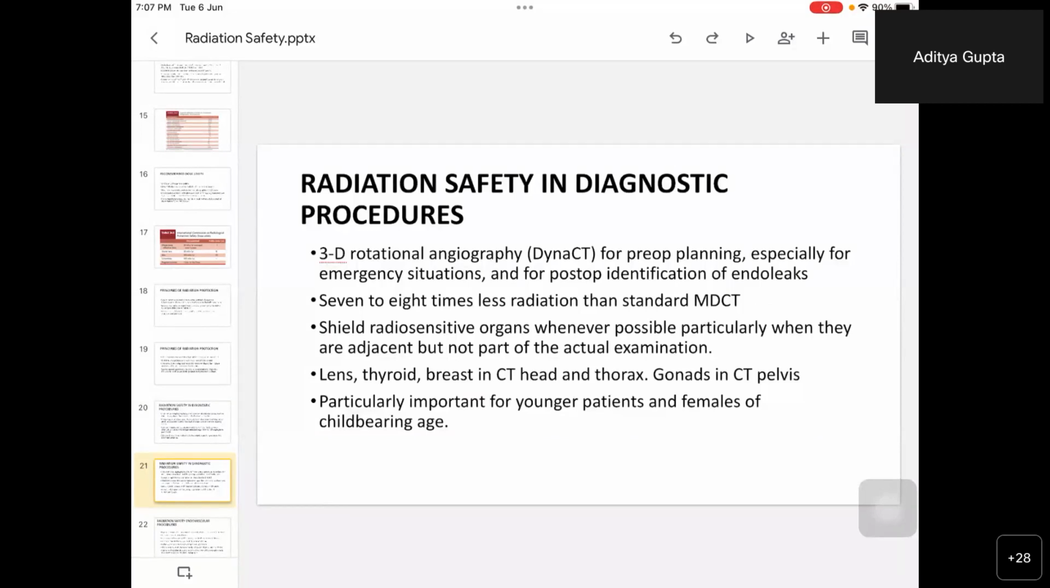We should shield the radiosensitive organs wherever possible, particularly when they are adjacent to but not part of the actual examination. For example, lens, thyroid, and breast should be covered in CT scan of the head and thorax wherever possible, and gonads should be covered in CT scan of the pelvis. These precautions are important in younger patients and females of childbearing age.